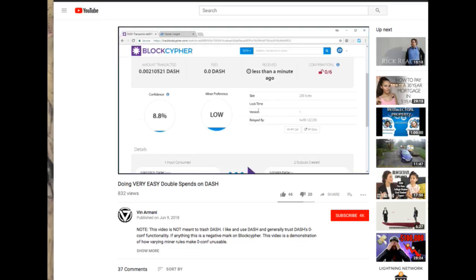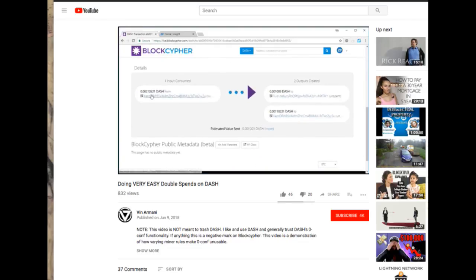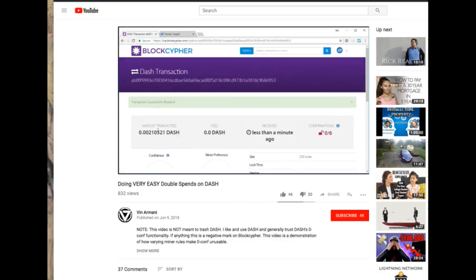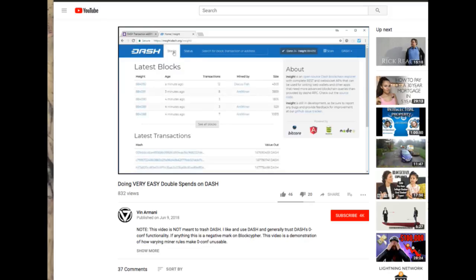It's got 0 fees. It's got pretty low confidence and miner preference here. You can see it is valid, but it has 0 confirmations so far. So here's the transaction, though. Let's get this transaction hash, and let's see if it's been propagated throughout the network, which it should be at this point. So we go to Dash. We copy it in. No matching records found.